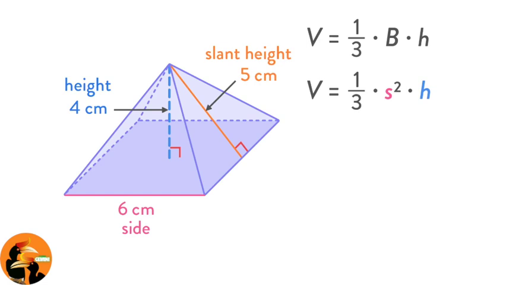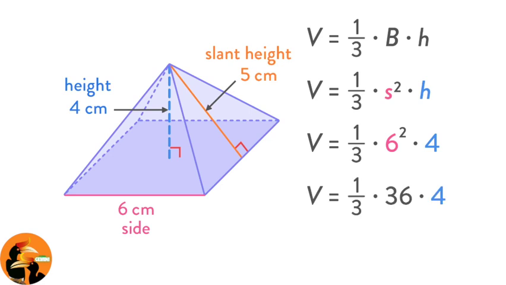The side length of the square base is 6 centimeters. Let's take care of the exponent first. 6 squared is 36. Then 1/3 times 36 times 4 is equal to 48. The volume of this pyramid is 48 cubic centimeters.